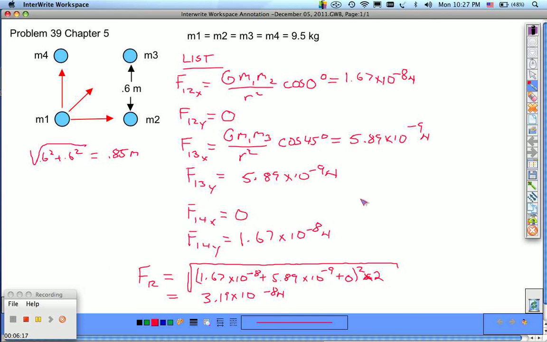Now again, by inspection, a look at that net force, which would be along the diagonal, because the force between M1 and M4 and between M1 and M2 is the same. Symmetry argues that the net force will be along the diagonal, along the line of force between M1 and M3. So the angle, or the direction for that matter, of the net force, 3.19 times 10 to the negative 8th newtons, is 45 degrees. And there you have it.